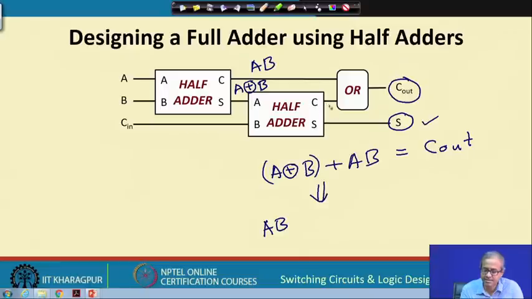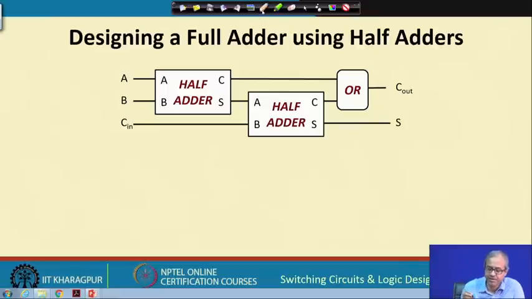This is the carry, right? No, this is not A B actually. No, I have just made a mistake. Let me correct it. So, A B, this sum is A XOR B, carry is A B.